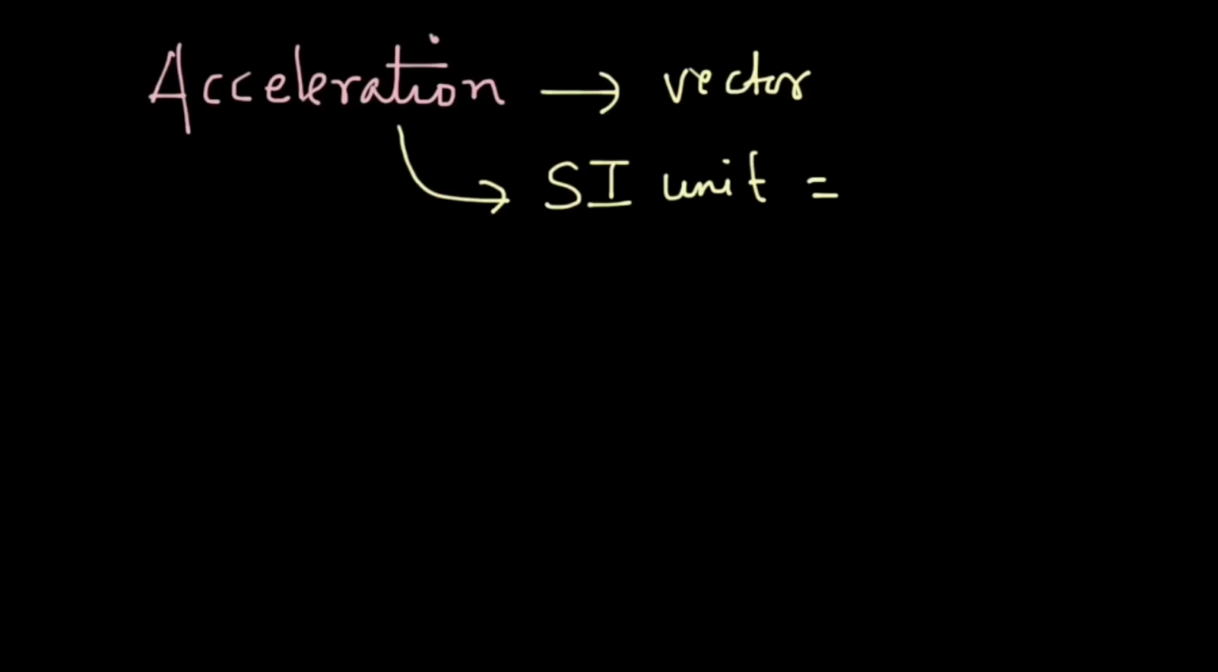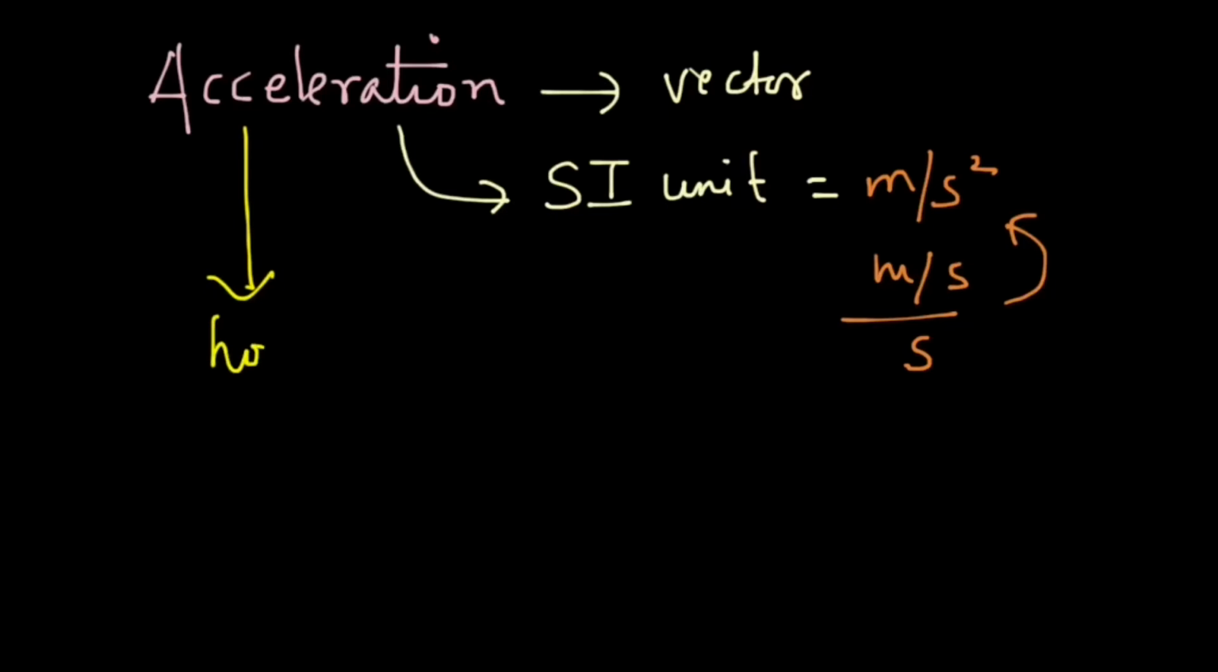So let's see some of the important points regarding acceleration now. We just discussed that acceleration is a vector quantity, so it will have a direction. Then point number 2 is its SI unit, which is meter per second squared, and that is easy to see because the unit of velocity is meter per second, and if you divide it by time, then you divide it by a second, and that gives you meter per second squared.